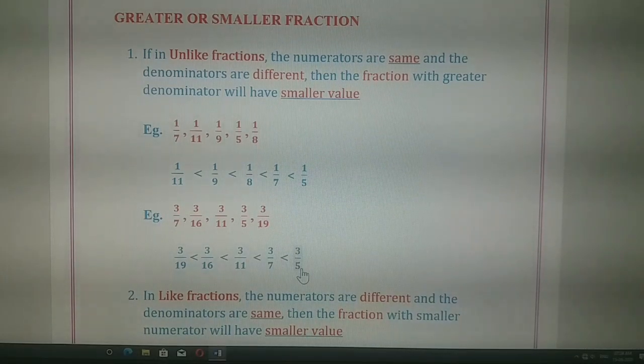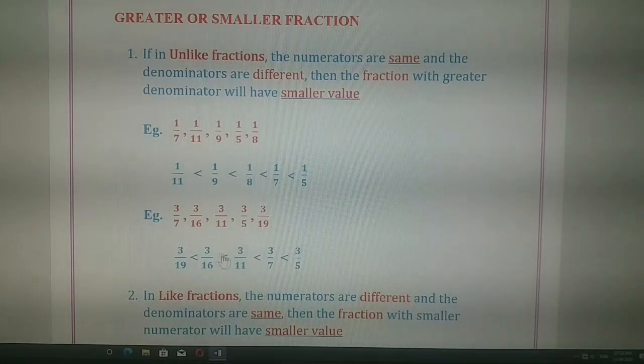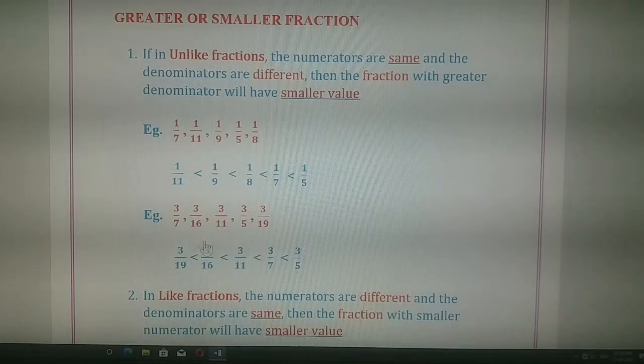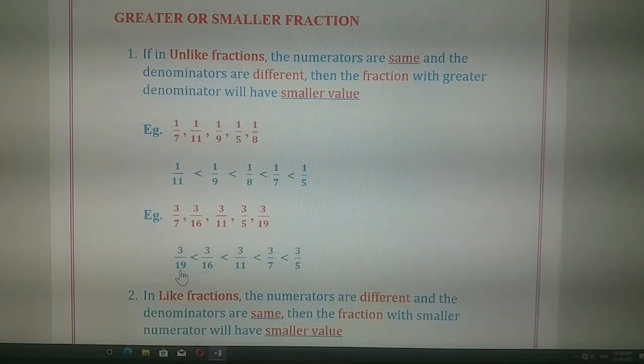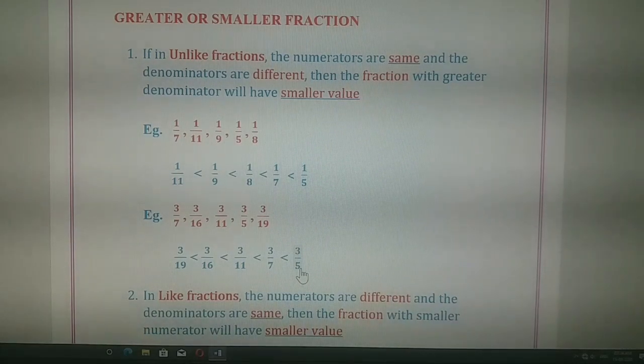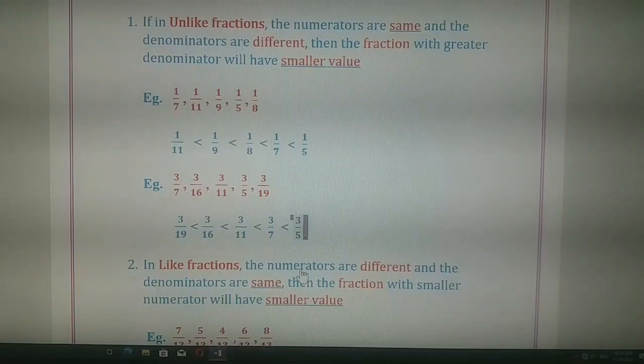than 3 upon 5. So again I repeat, in unlike fractions, if the denominators are different and numerators are the same, then the fraction with greater denominator will have smaller value, and the fraction with smaller denominator will have greater value. We go to the next topic, like fractions.